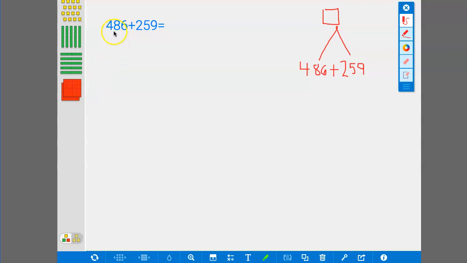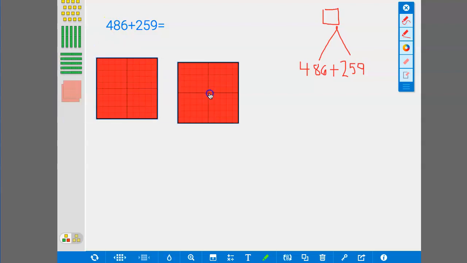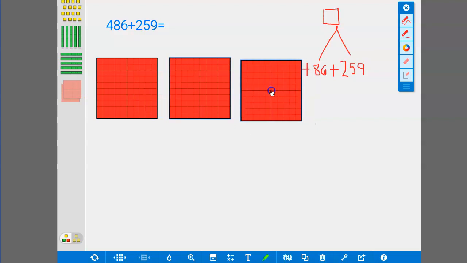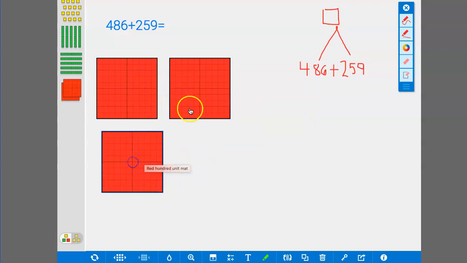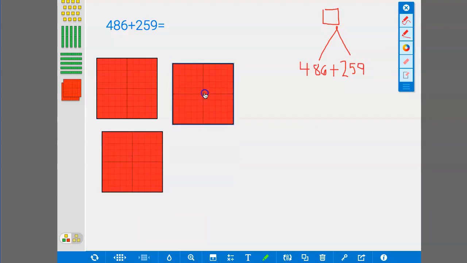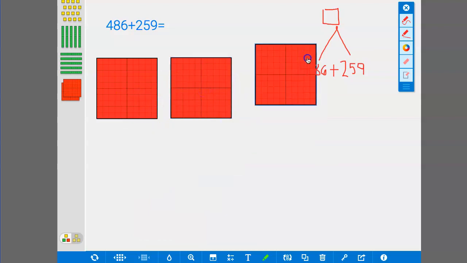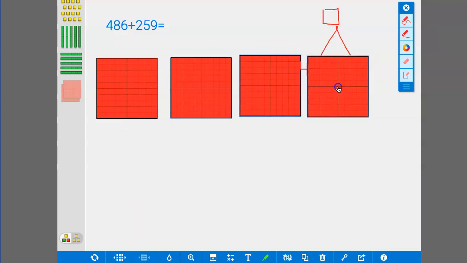So first I'm going to look at 486. And if I look at the number carefully, I know this 4 represents 4 groups of 100. 1, 2, 3, 4. So this is 100, 200, 300, 400. That's what this 4 represents.